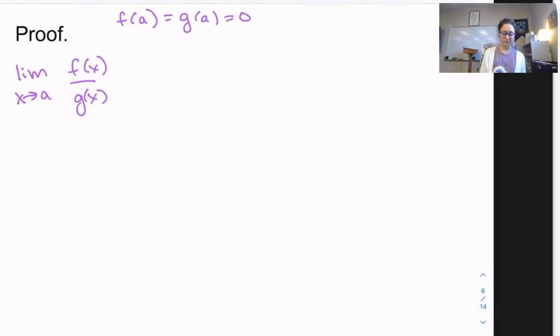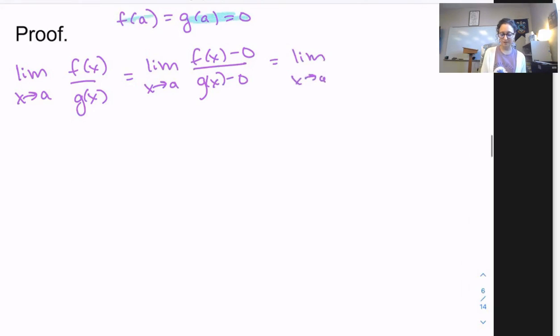So here's how I'm going to work with this. Well, I can take the limit as x approaches a of f of x minus 0 over g of x minus 0. I haven't changed a thing, right? Subtracting 0 doesn't change anything. Well, I can make a substitution now because 0 is equal to g of a as well as f of a. So what I can do is f of x minus f of a, because f of a is 0, again, not changing anything. And in the denominator, I have g of x minus g of a. So again, g of a is 0.